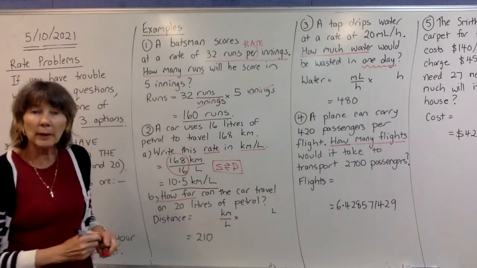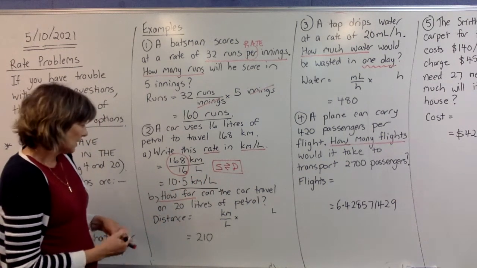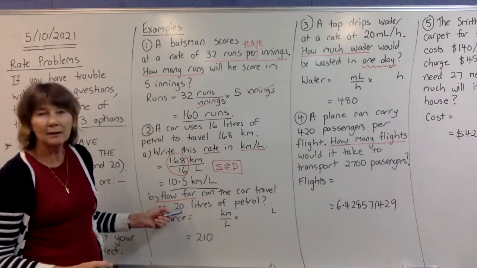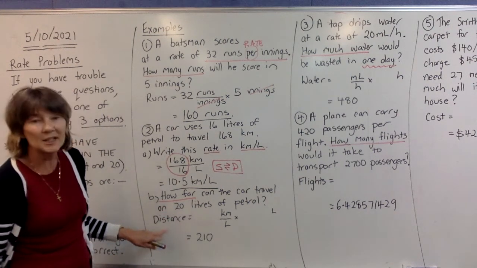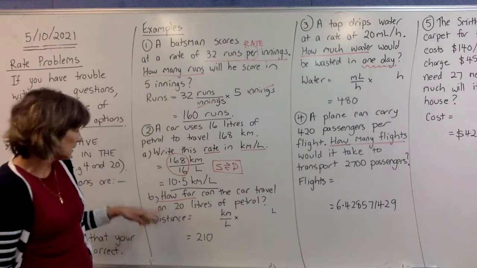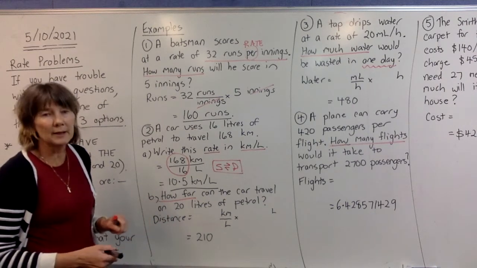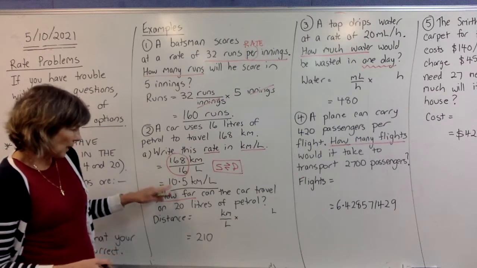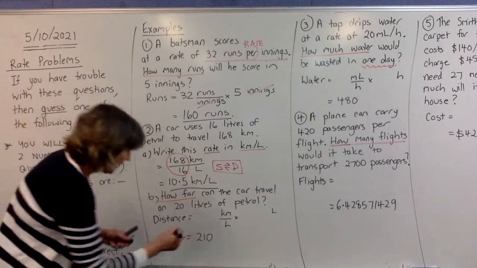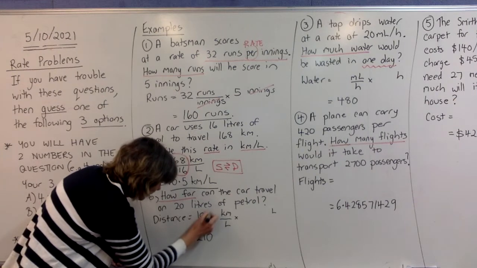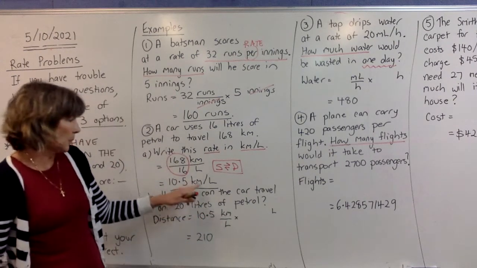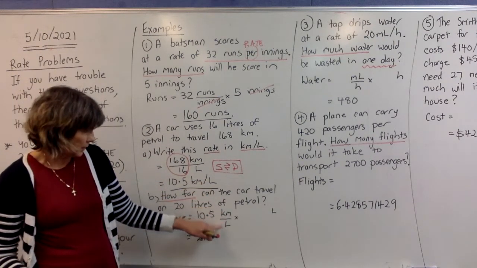All right, now we're actually using that rate. So they want to know how far. Now, how far is looking for a distance? Okay, so how far can the car travel on 20 litres of petrol? Okay, well, at the moment we have a rate of 10.5 kilometres per litre.